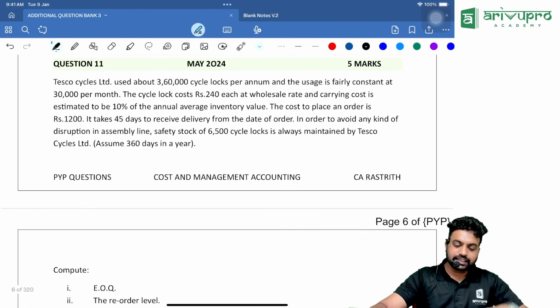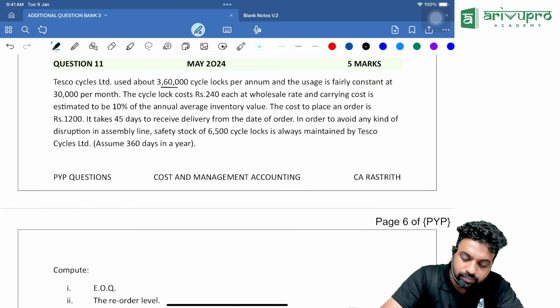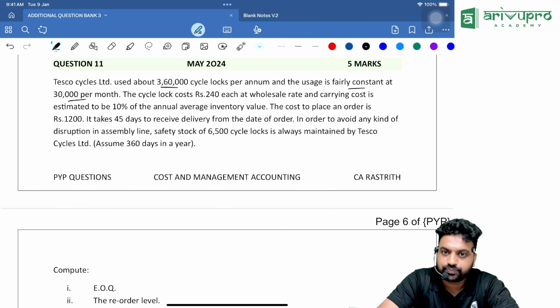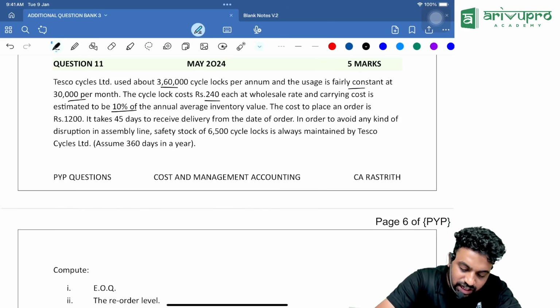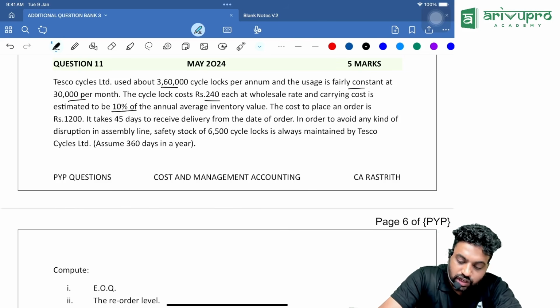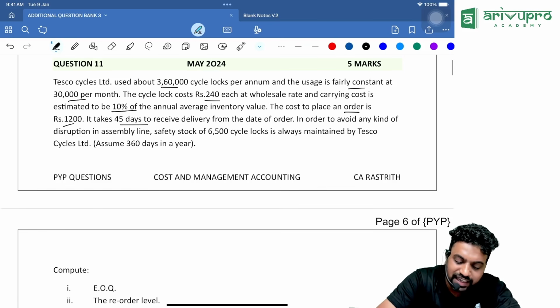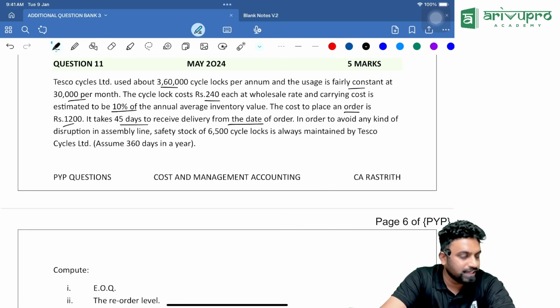Tesco Cycles Limited used about 360,000 cycle locks per annum and the usage is fairly constant at 30,000 per month. The cycle lock costs 240 rupees and carrying cost is estimated to be 10% of the average inventory. The cost to place an order is 1,200, so ordering cost is 1,200. It takes 45 days to receive the delivery from the date of order. They are talking about lead time here.